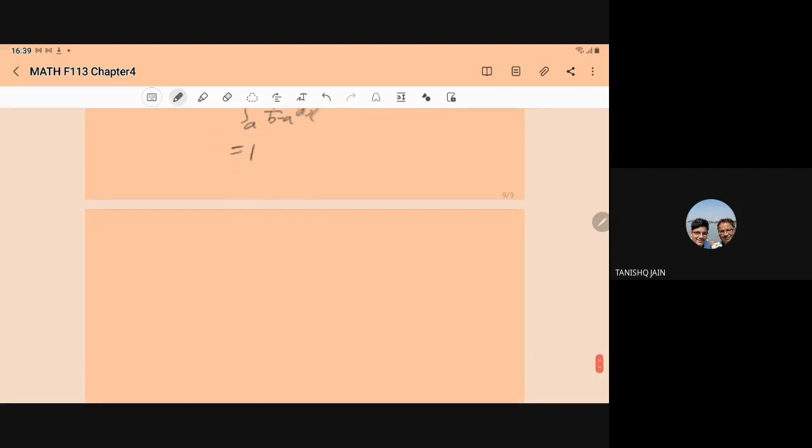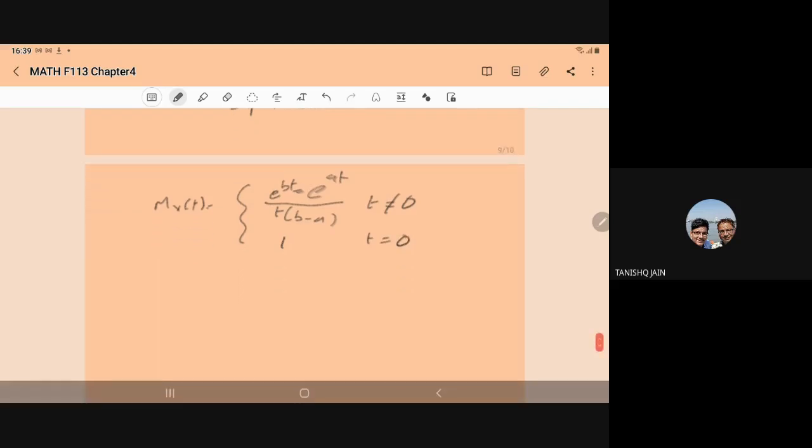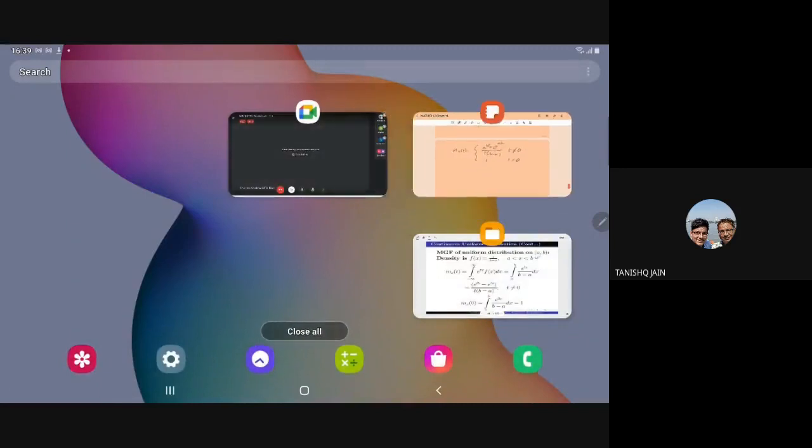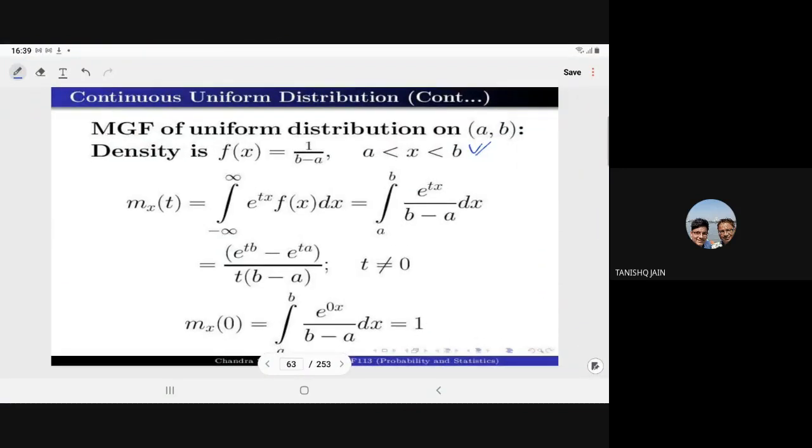So here mxt will be e to power bt minus e to power at upon t into b minus a when t is not equal to 0, and it is 1 when t is equal to 0. So this is your mxt for the uniform variate. So here we have computed the mxt for the uniform variate, right? When t is not equal to 0, we have this expression. When t is equal to 0, then we have 1.